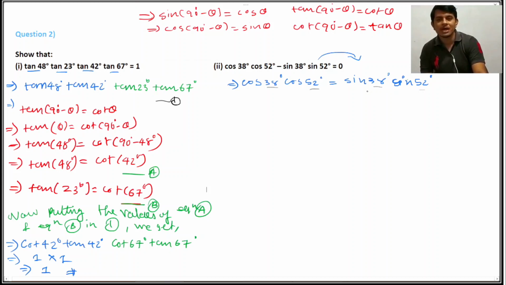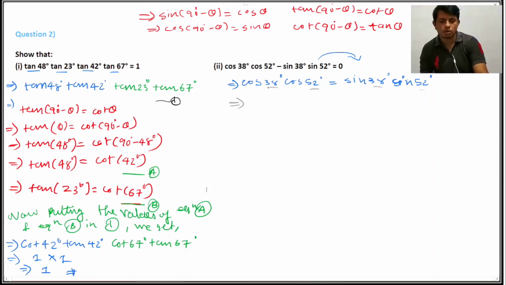So we just apply the trigonometric ratios for complementary angles, which we have the formula for here: sin (90 minus theta) is equal to cos theta, and cos (90 minus theta) is equal to sin theta. So here we have cos, so we just apply the formula of cos: cos theta is equal to sin (90 minus theta). Let's do this.